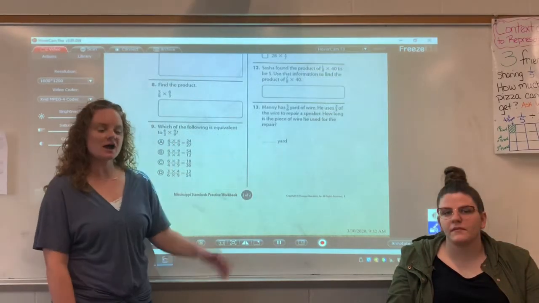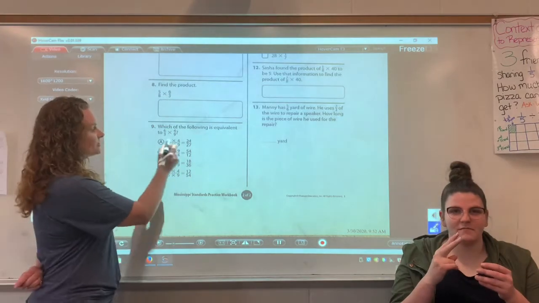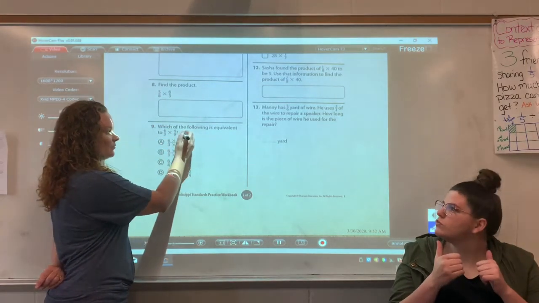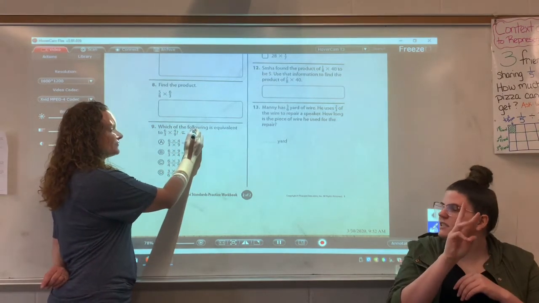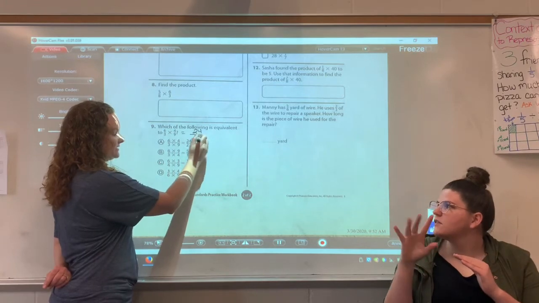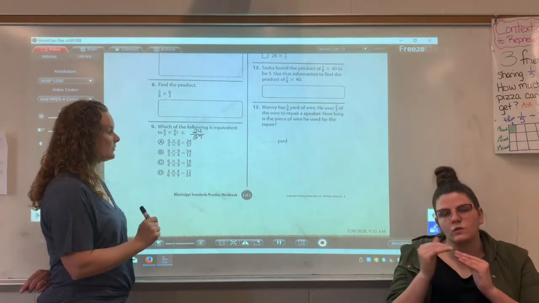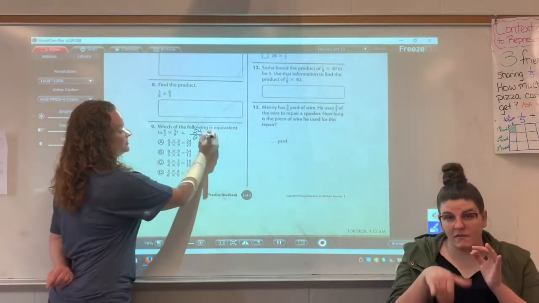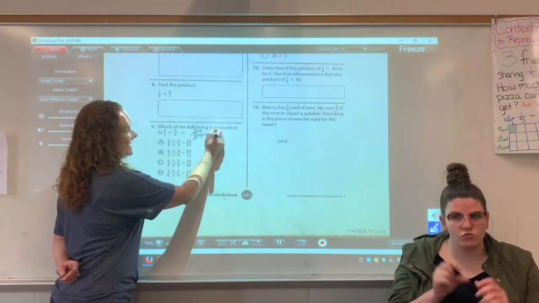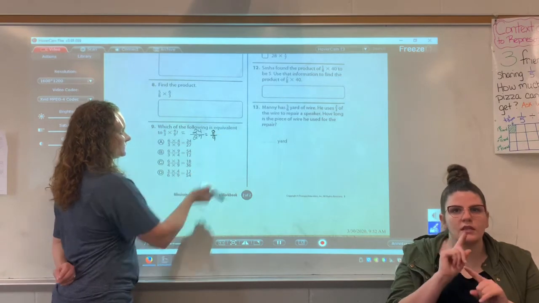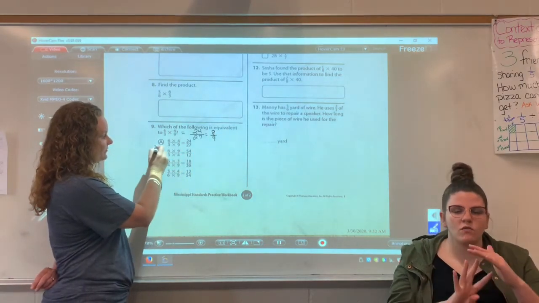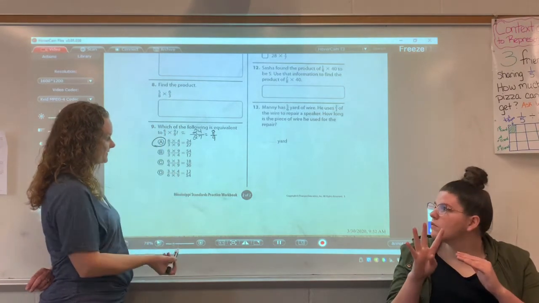Okay, our last two problems for this worksheet. Which of the following is equivalent to 6/3 times 4/9? Well, we need to find out what that answer is. 6 times 4 is 24, and 3 times 9 is 27. Now we could simplify that down by dividing it by 3, and we would get 8/9. So let's look down here. 6 times 4 is 24, 3 times 9 is 27. Of course that's equivalent, it's the exact same thing.